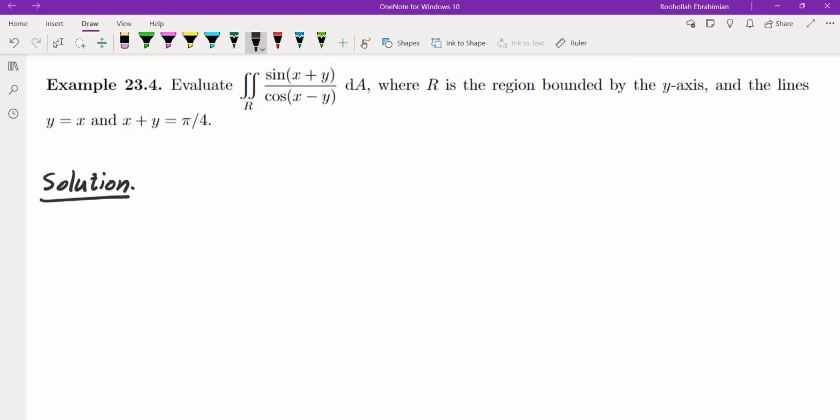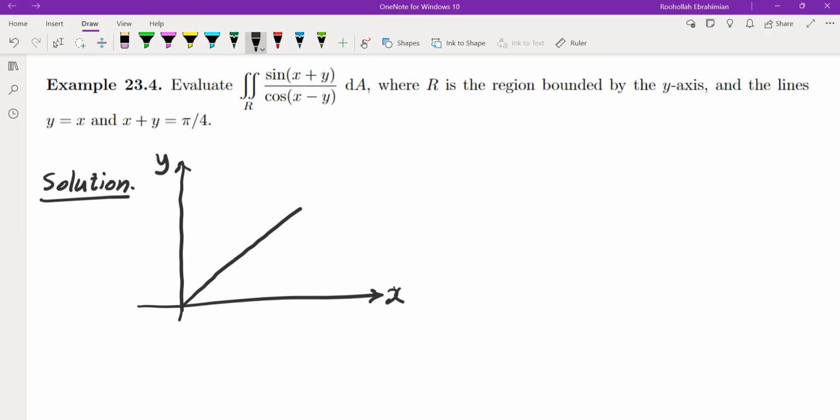Okay, so evaluate this double integral where R is the region bounded by the y-axis and the lines y equals x and x plus y equals pi over 4. This is a bit of a different type of example. So y equals x, this is the line, and then x plus y equals pi over 4. So this point is pi over 4 comma 0, and the y-intercept is 0 comma pi over 4. So we have y equals x, x plus y equals pi over 4, and the y-axis. So this is our region.